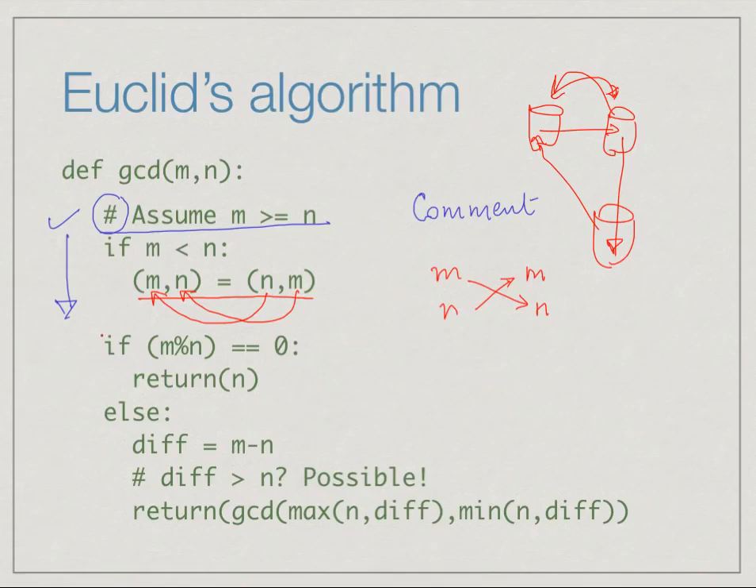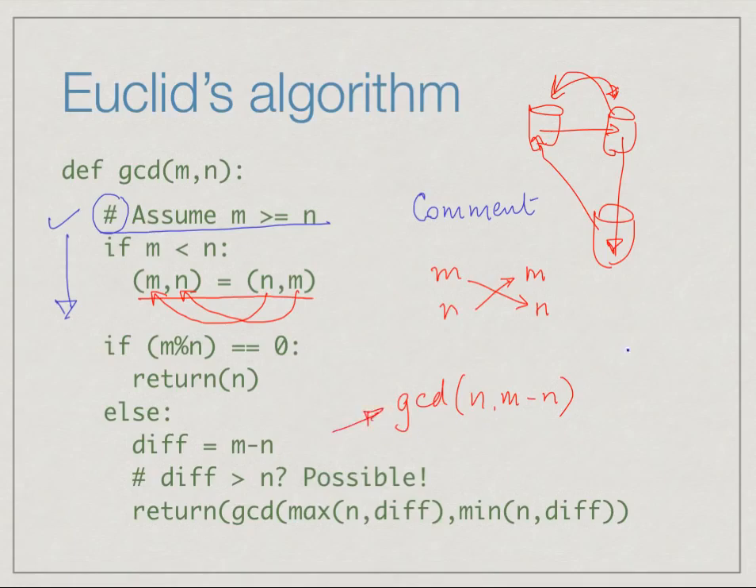So now we come to the crux of the algorithm. If n divides m, that is, the remainder of m divided by n is 0, then we have found n to be the GCD and we return n. If this is not the case, then we go back to what we discovered in the last slide, and we are now going to compute the GCD of n and the difference m minus n. So we would ideally like to compute GCD of n and m minus n. We compute the difference m minus n, and we could just invoke this.